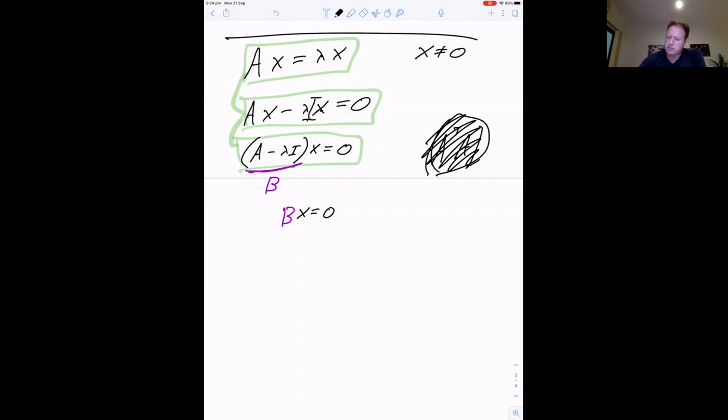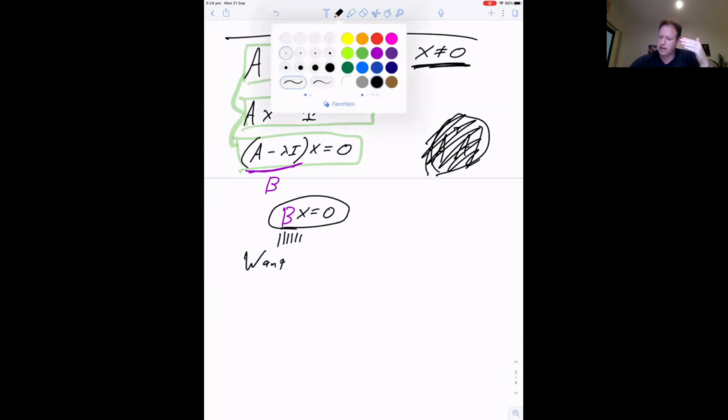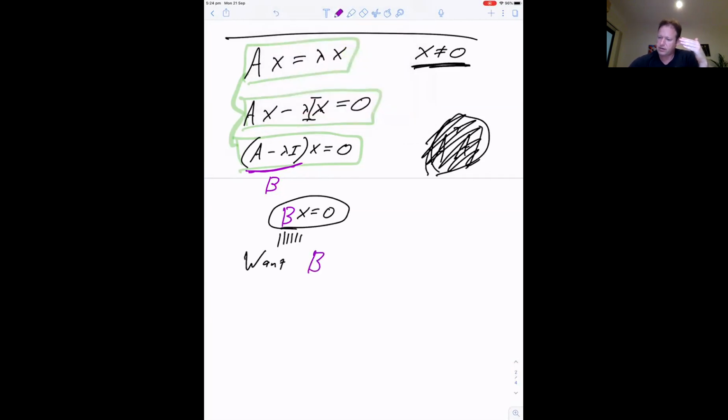If I was to tell you that the columns of B are linearly independent, and that's just like telling you that B is invertible, or non-singular, then what would be the only X that would satisfy this? 0, right? Only the 0 vector, but X is not allowed to be 0. So hence here, what we want is we want this B to be singular.